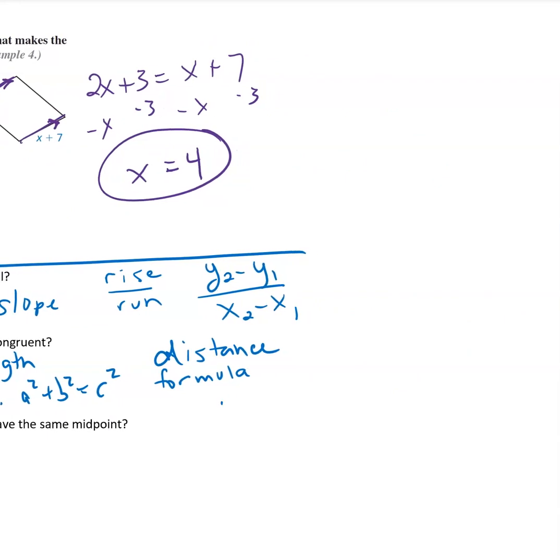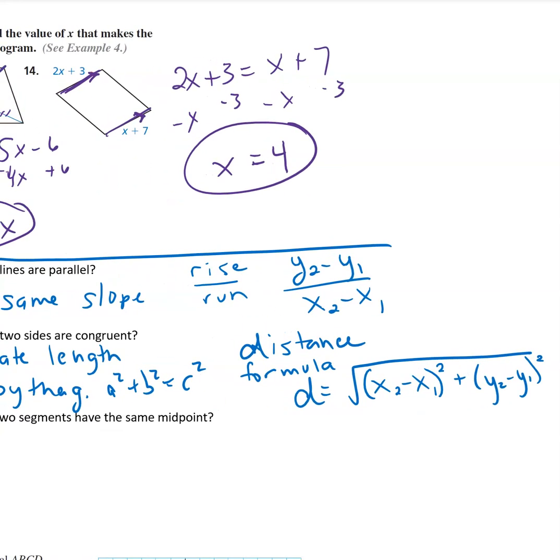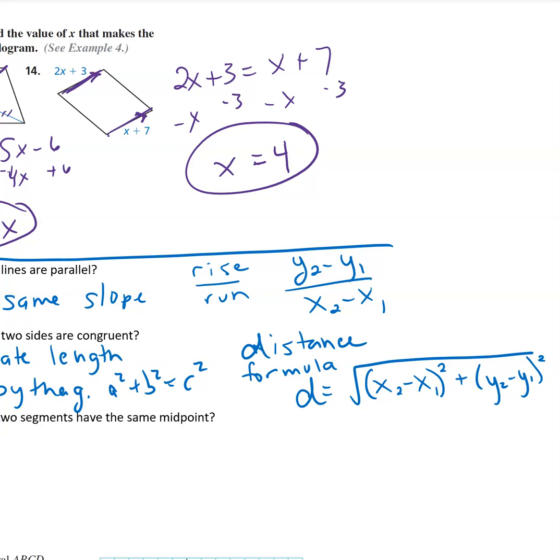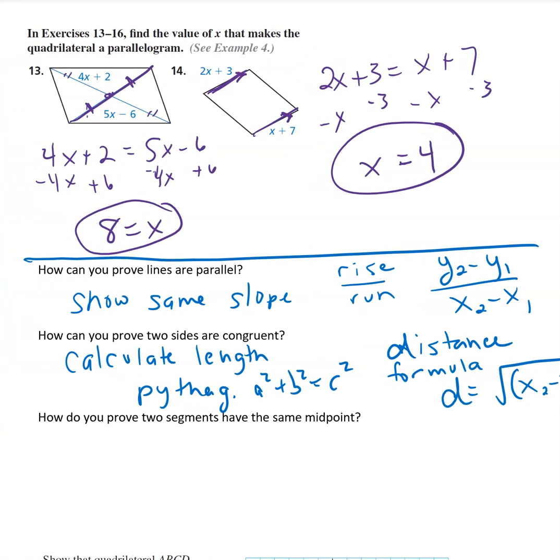And the distance formula is the distance is equal to the square root of x2 minus x1 squared plus y2 minus y1 squared. Now, it can be kind of a complicated formula to use because there's a lot of places to make some calculation errors. So lots of times, especially if we're given the shape on a coordinate plane, I prefer to use the Pythagorean theorem if I want to find the length.